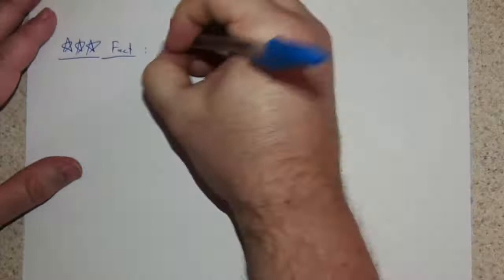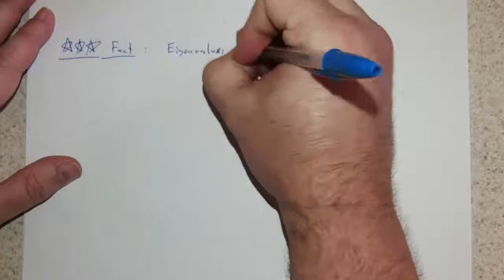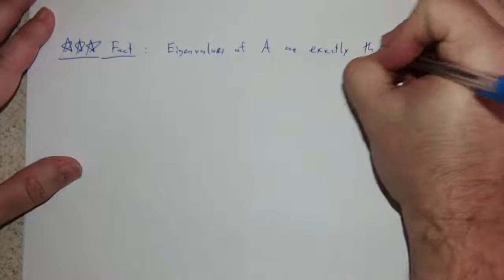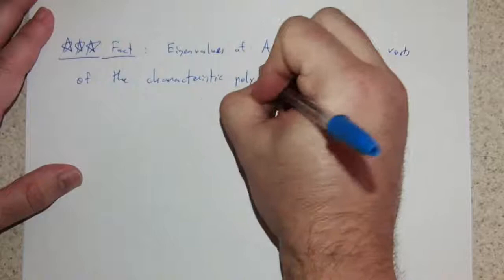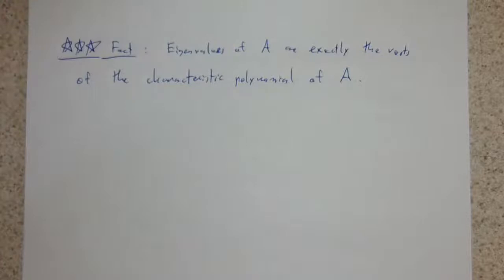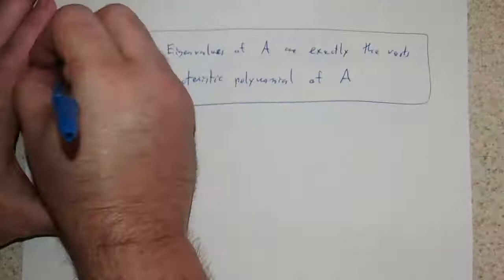Eigenvalues of A are exactly the roots of the characteristic polynomial of A. So these eigenvalues are just the roots of the characteristic polynomial.